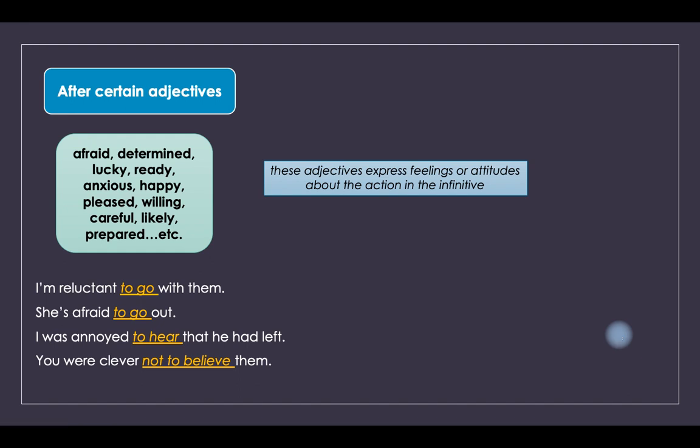I'm reluctant to go with them. She's afraid to go out. I was annoyed to hear that he had left. You were clever not to believe them.